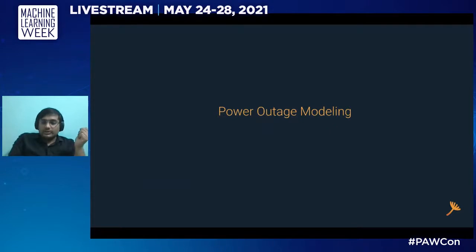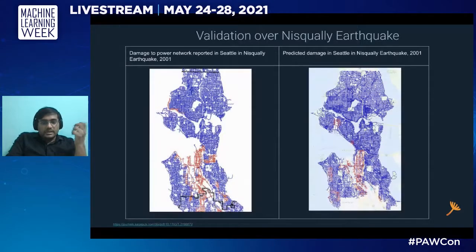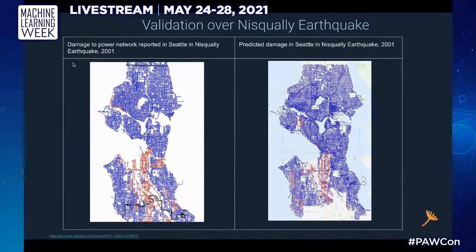The last one, which I'll go into, is the power outage model. The problem statement over here is in understanding how would power availability get affected in a particular building if there is an earthquake, if there is a flood or a wind event. An example over here, what we are seeing on the left side is an actual data set which is showing the damage to the power network, which was reported after the Nisqually earthquake, which had occurred in 2001.